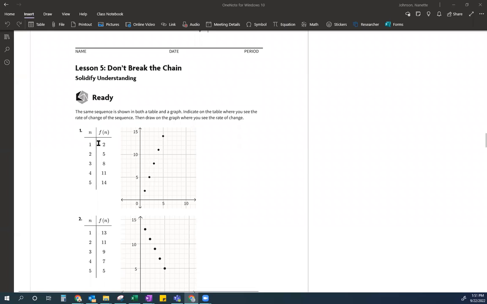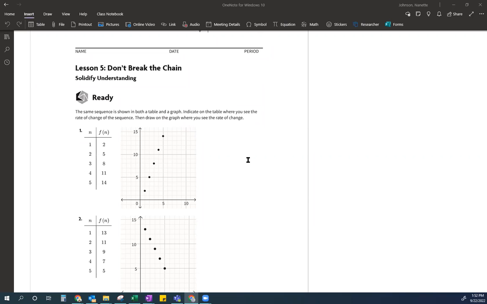Okay, so 1.5, number 1 and number 10 is asking us... it says the same sequence is shown both on the table and on the graph. Indicate on the table whether you see the rate of change of the sequence. Then draw on the graph where you see that rate of change. So the rate of change is you saying +3 times 2, whatever the case might be, right?